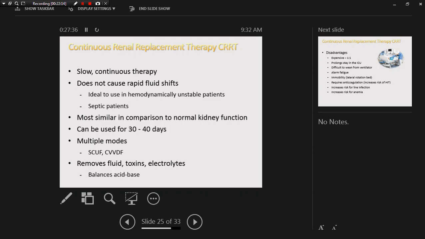And then the more modes, the higher you go, the more intrinsic abilities of the CRRT that you add to it, as far as replacing electrolytes, doing dialysis, removing fluid too. So the different modes just depend on what you want to use it for. So we talked about the benefits: fluids, toxins, electrolytes, and acid-base balance.